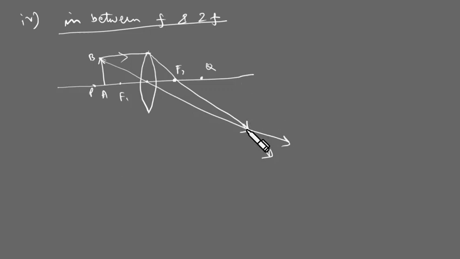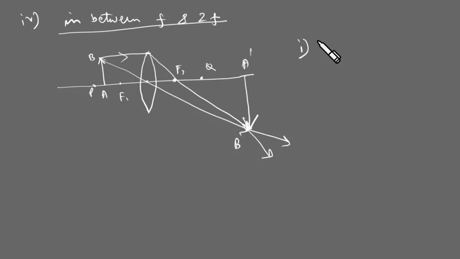That means the rays will meet here and the image will be formed somewhere here, A prime, B prime. So the image is A prime, B prime. Here clearly the image is formed beyond 2F, beyond Q means beyond 2F, when the object is kept between F and 2F. So what are the properties of the image in this case?